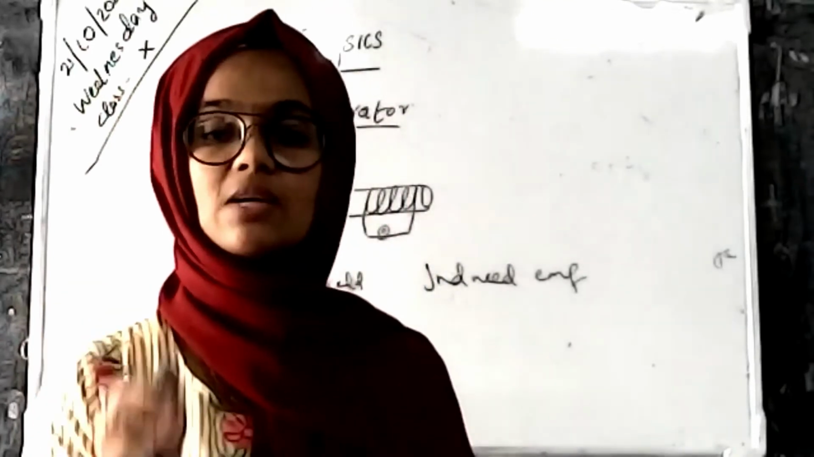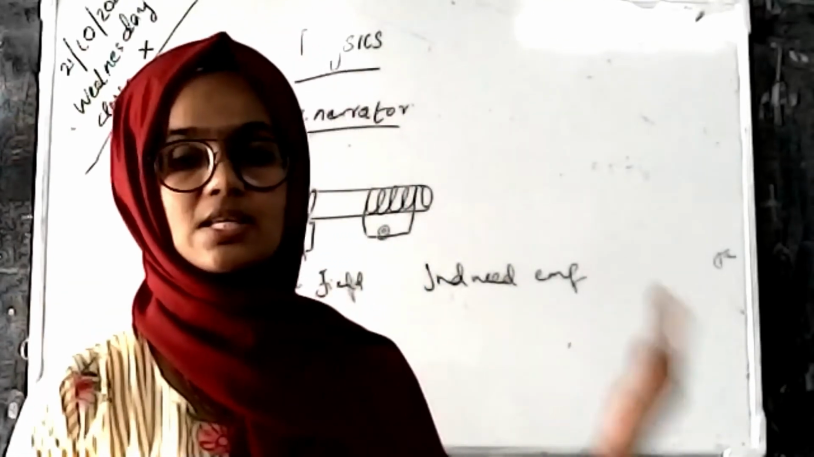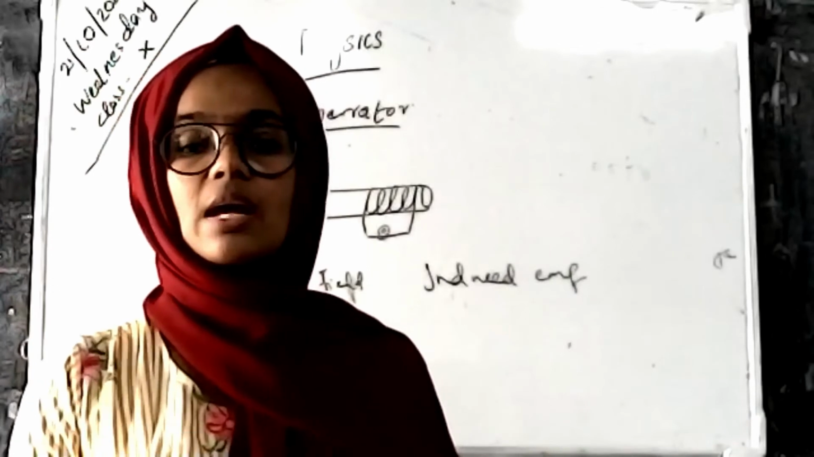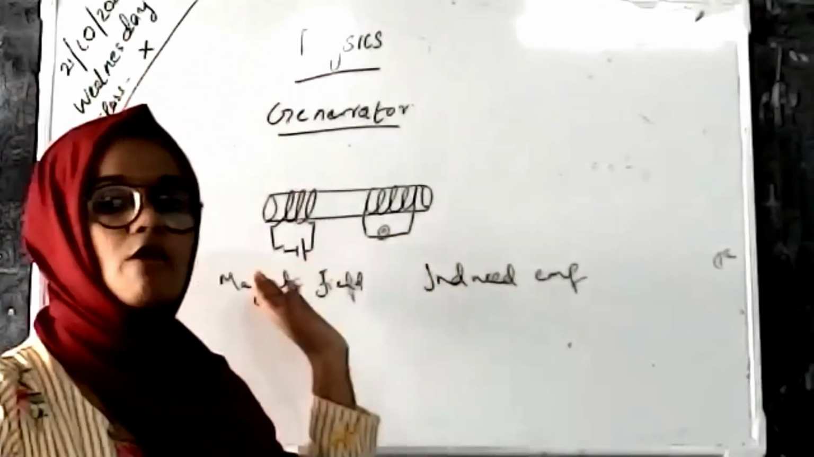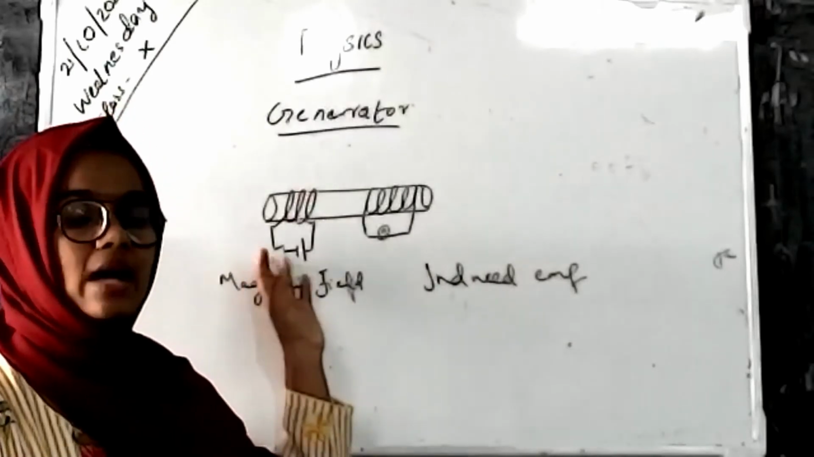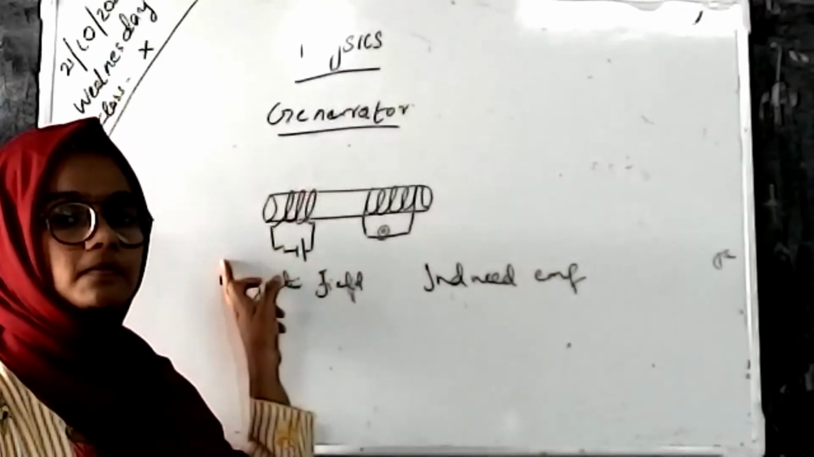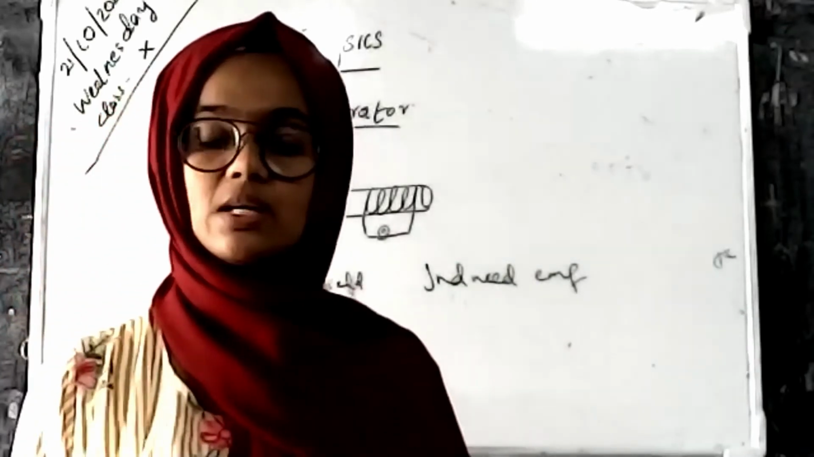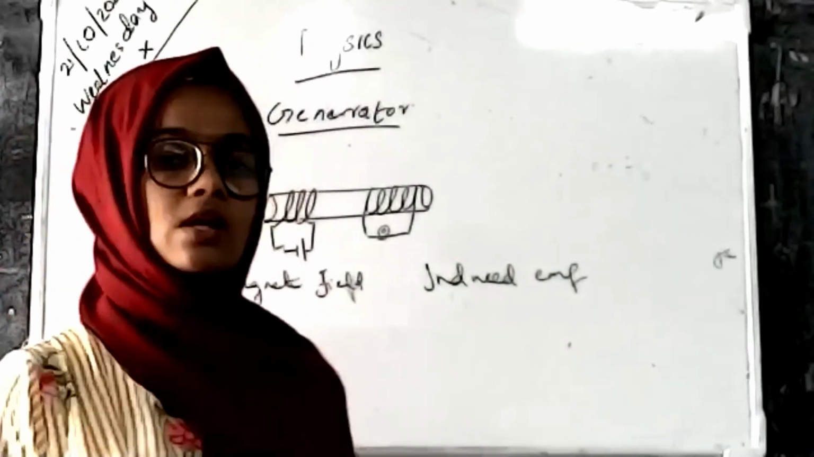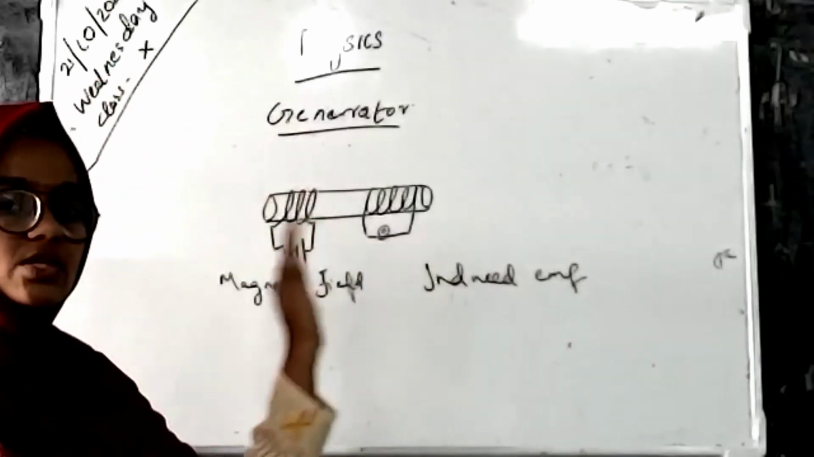And what is the device that is connected in the secondary circuit? Electricity is passing through that device because of the magnetic effect due to the coil that is connected in the primary cell. So here is the induction.